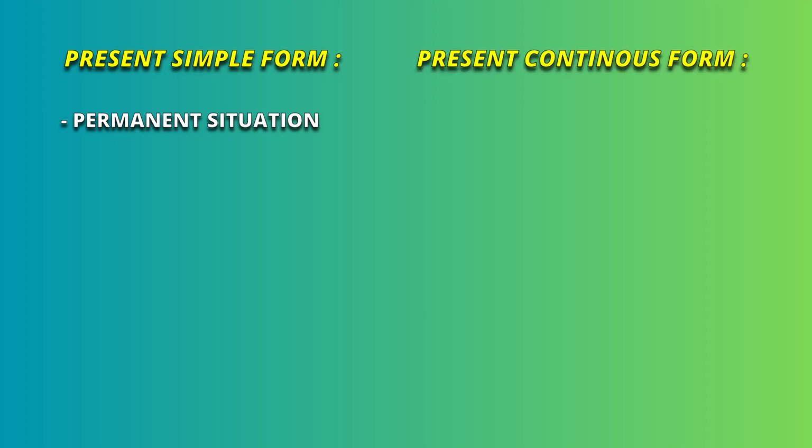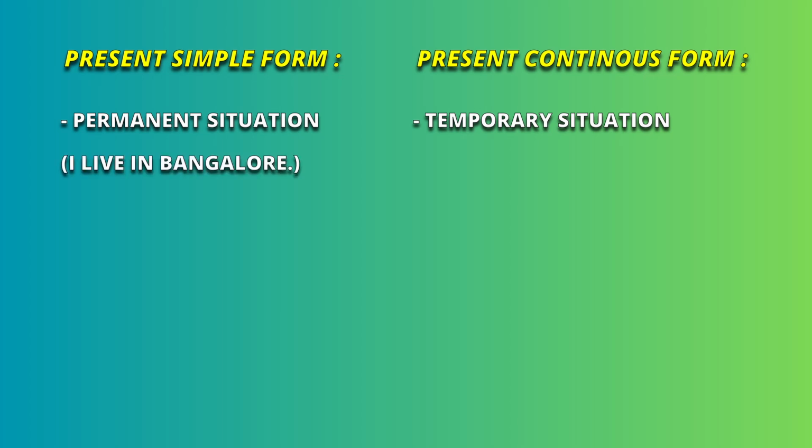Now quickly we will compare the present simple form and the present continuous form. So present simple form, what I told you, it is for the permanent situation, and present continuous form is for the temporary situation. So I live in Bangalore, and then what I told you, I am staying with my friend, right? I live in Bangalore, but when I go to Chennai, what will I say? I am staying with my friend, because it's a temporary situation.